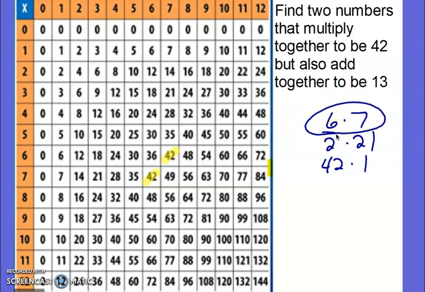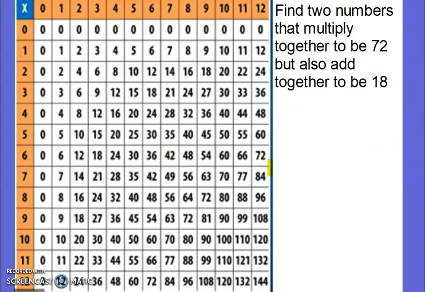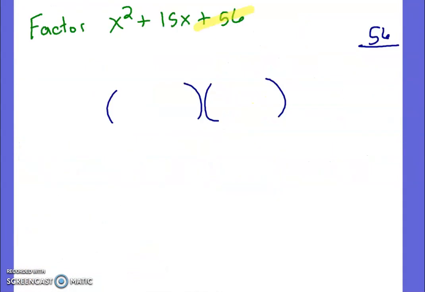Well, 6 and 7 does. So 6 and 7, they multiply together, give me 42. They add together, give me 13. So I just wanted to remind you about the multiplication tables because a lot of times the numbers that we're trying to find are right within this 12 by 12 grid. So let me go back to the problem we're working on.